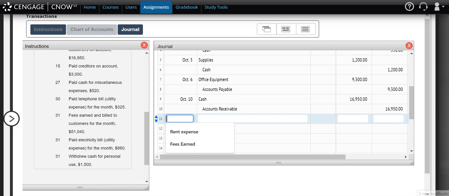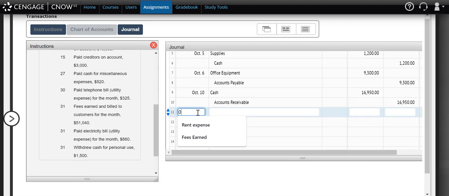On October 15th, they tell us that we've paid our creditors on account. So again, we see that really important phrase of on account. When we're trying to determine whether it's accounts payable or accounts receivable, on account, last word is account, first word is paid. That means we're dealing with an accounts payable, and we're paying creditors. Creditors are who we owe money to.